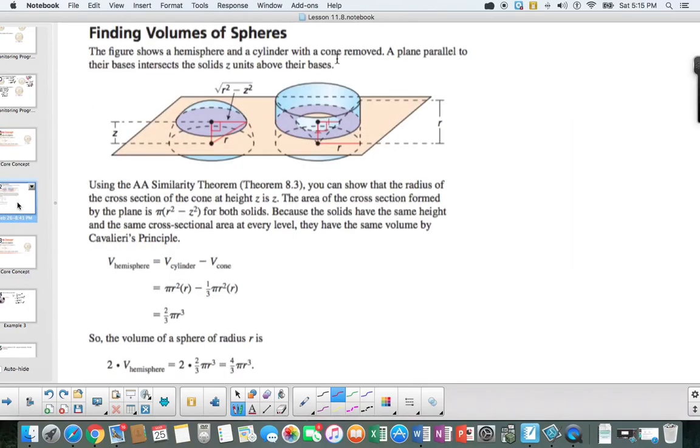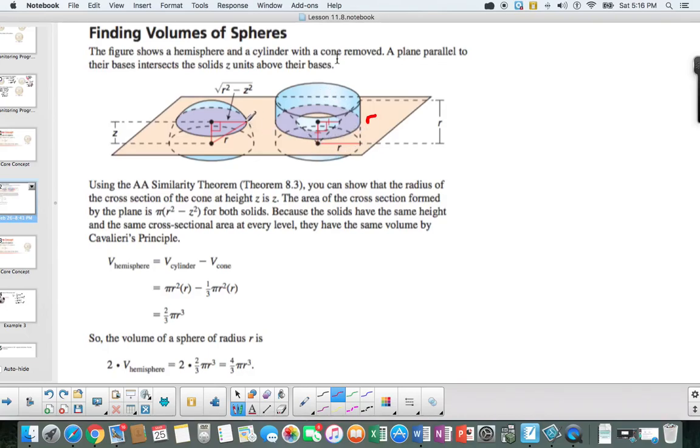Now here is the reason why it's 4/3 pi r cubed. What we're going to do is compare two volumes that are exactly the same. We're going to compare the volume of a hemisphere where the radius is r, and we're going to compare it to a cylinder that has some volume taken out, a cone. And this cylinder has a height of r. From here to here is a height of r.